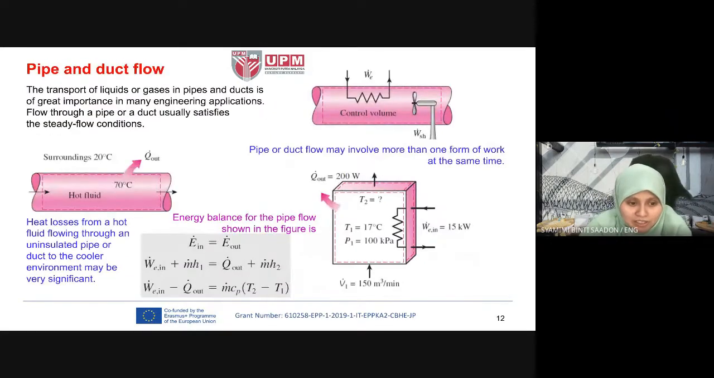This one is uninsulated, for example. Uninsulated means it can exchange heat with the environment, the surroundings. So we have this Q, Q out.